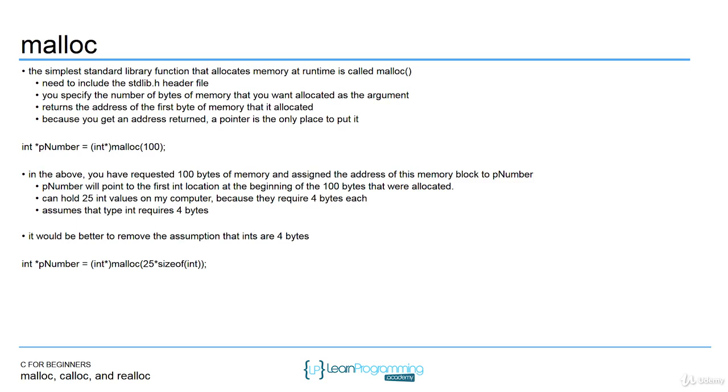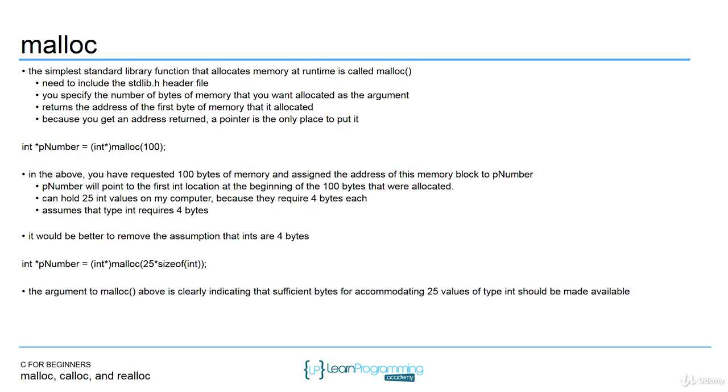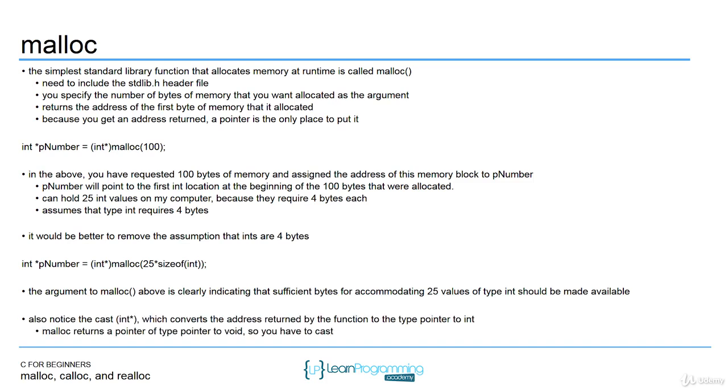The sizeof operator is really important when you're allocating memory using malloc or using calloc or realloc. You always want to use the sizeof operator for the type that you're allocating, and then multiply that by how many numbers you want. So if you want to store 25 ints, you do 25. So the argument of malloc above is clearly indicating that sufficient bytes for accommodating 25 values of type int should be made available. Also, as I mentioned, notice the cast.